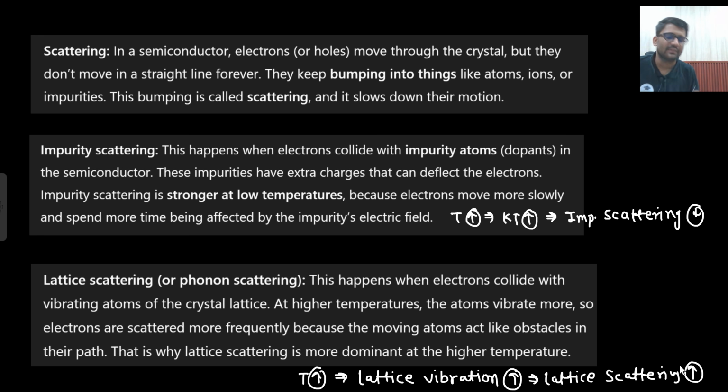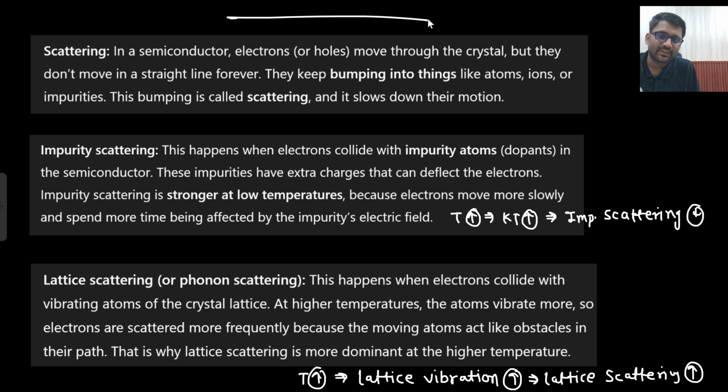that means lattice scattering also increases. So two kinds of things are there, impurity scattering and lattice scattering. When the temperature was low, at that time impurity scattering was dominating. As the temperature started increasing, the effect of impurity scattering is becoming less, but the effect of lattice scattering is increasing. Are you able to understand this point, what I am saying?